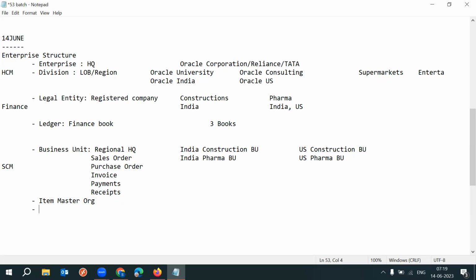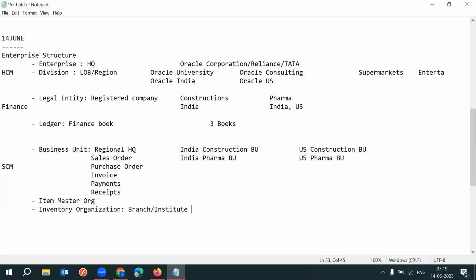Let me give you one more example. Inventory organization. Okay, next entity is inventory organization. So inventory organization is nothing but the branch. In my terminology, I call it an institute.